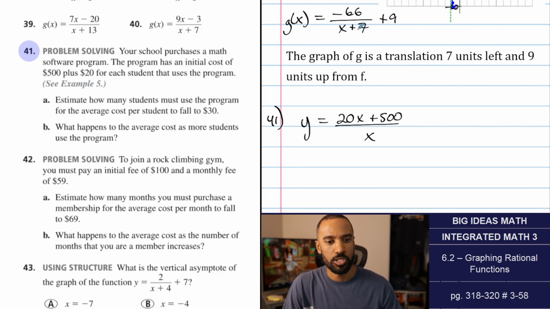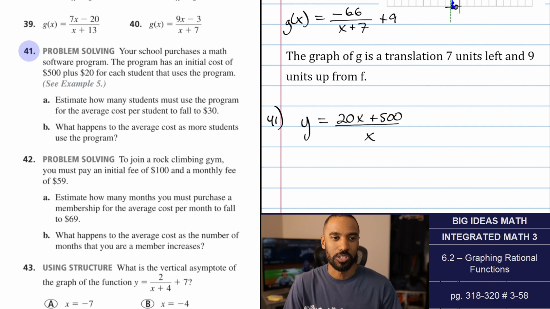But it says, estimate how many students must use the program for the average cost per student to fall to $30. We could solve this algebraically. We set y equal to 30 and we'd solve it. But I think they want to use more graphing calculator stuff. So I'll go to here and we'll do 20x plus 500, put that in parentheses and divide that by x. I don't know what this will look like, but I just know that the first quadrant is all that we care about. Let's see what we get from this.